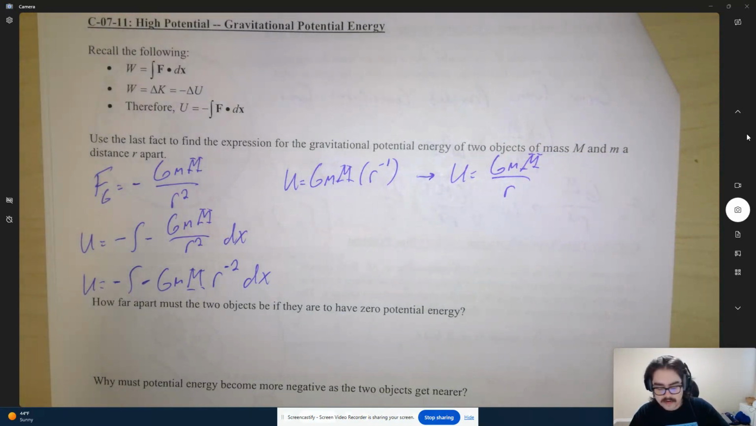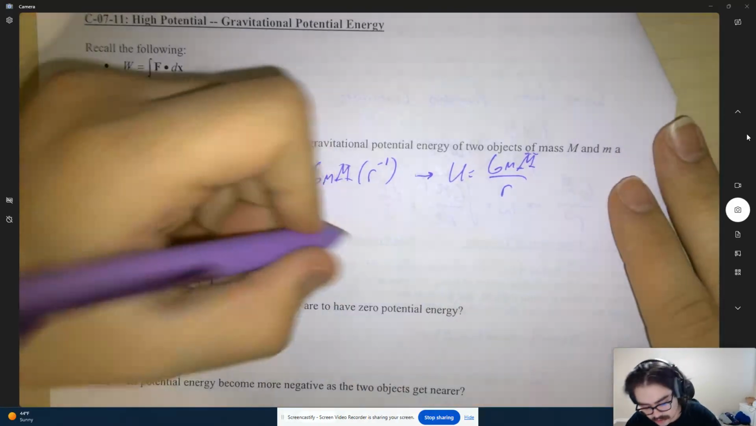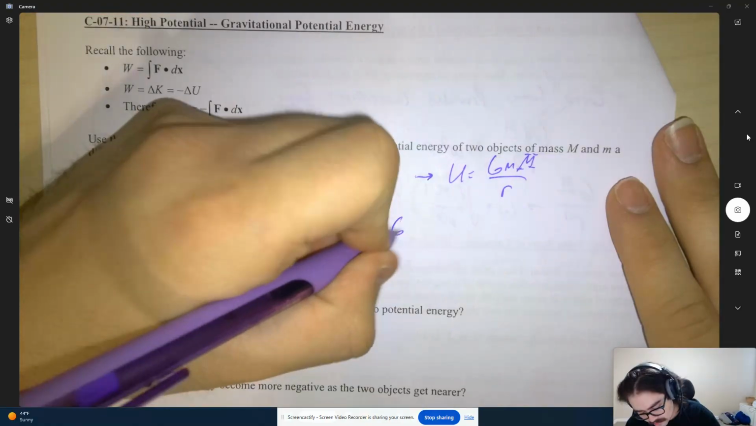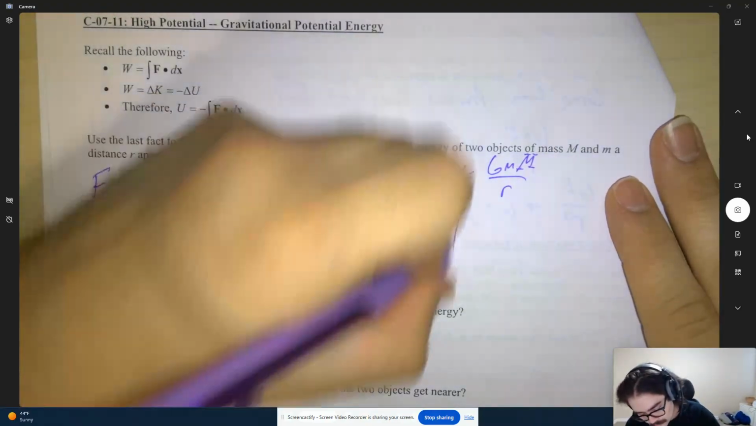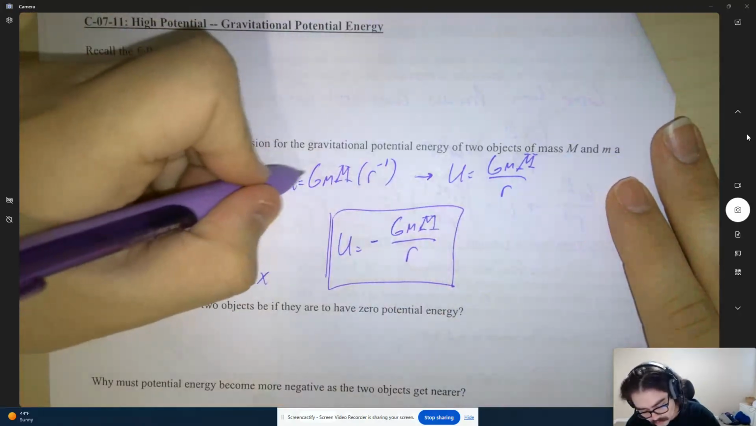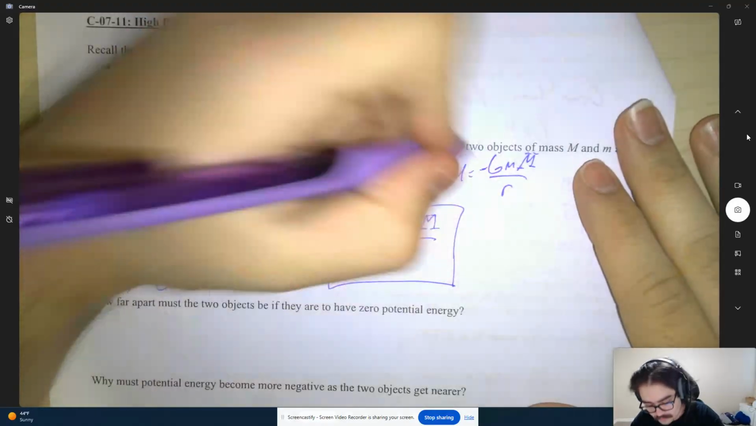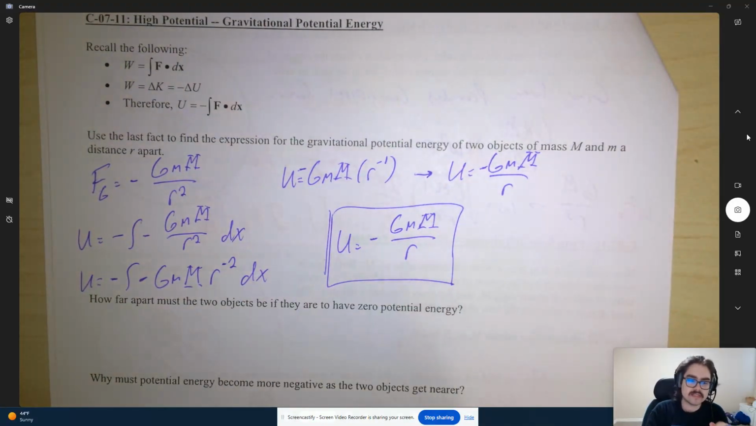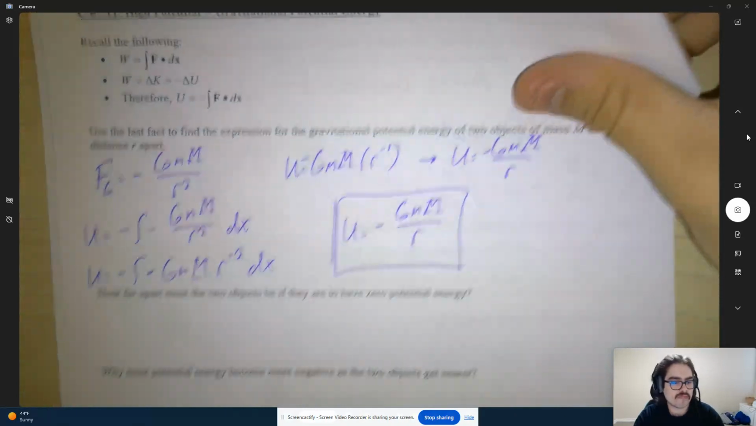Oh, and I'm so sorry. This actually will become negative again because of the exponent here. So this actually ends up being U equals negative G little m big M over r. Okay. So that is the form right here. There should be a negative right there, because again, when that exponent gets brought down, you do have to bring that negative there in front.